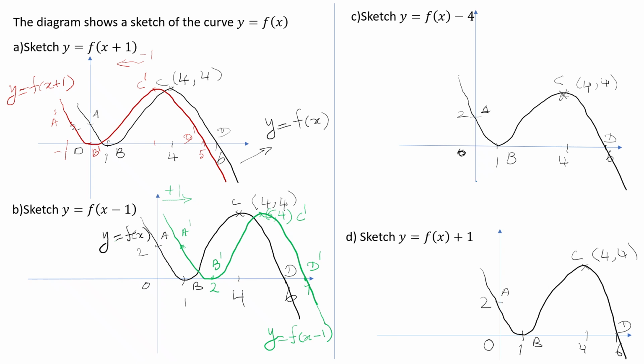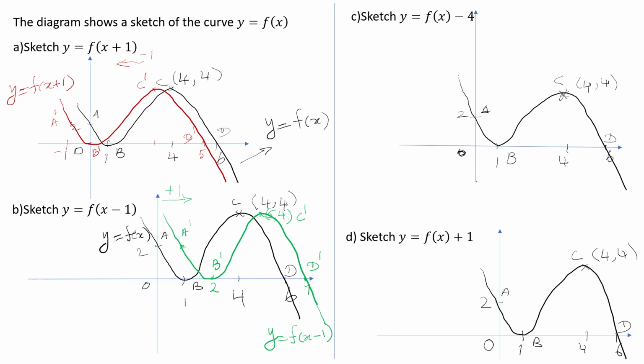Now next one, y equals f(x) minus 4. The constant is outside the bracket, so the x coordinate still remains the same. The y coordinate will be changed. So let's check where the new points are going to be sitting in the graph. So the x coordinate is the same. So the point A, x coordinate is 0, and x coordinate is not changed. The y coordinate is going to be reduced by 4.